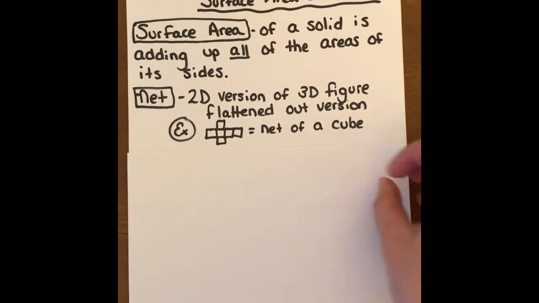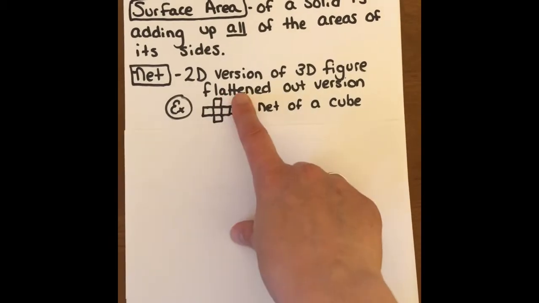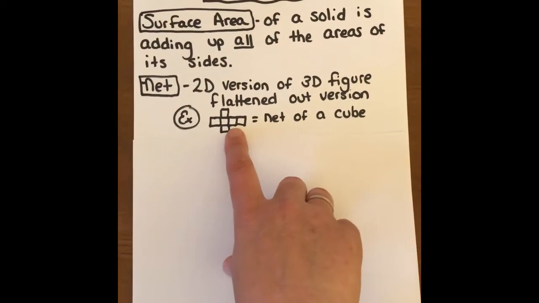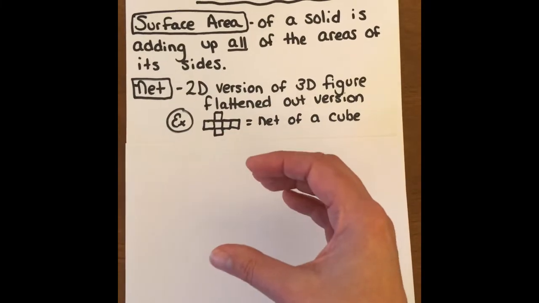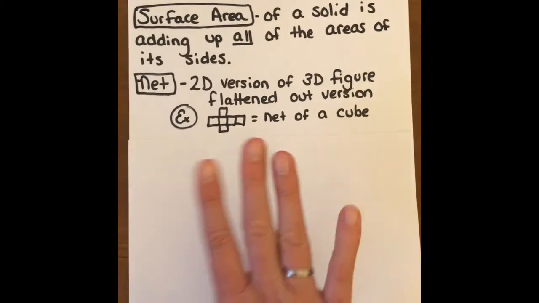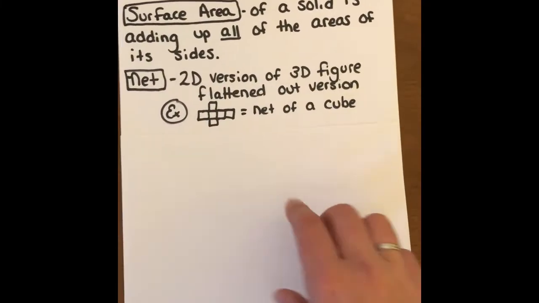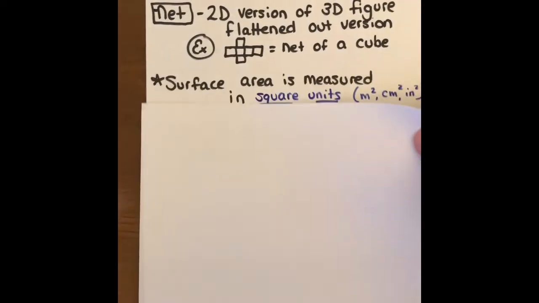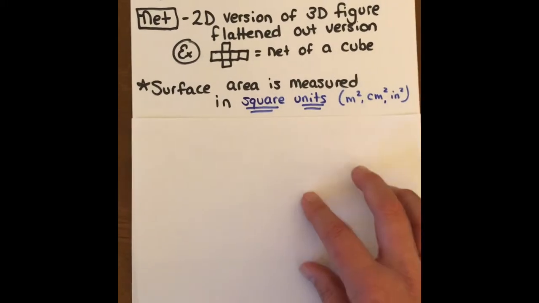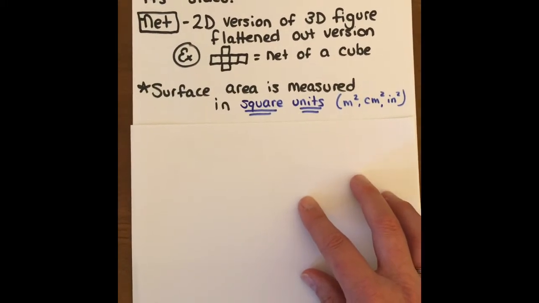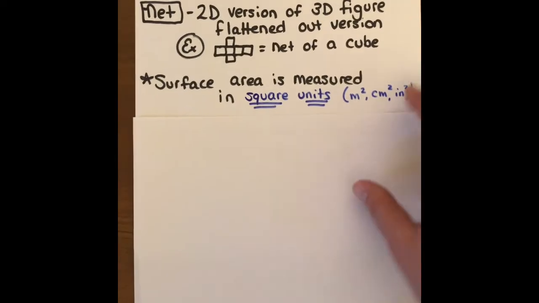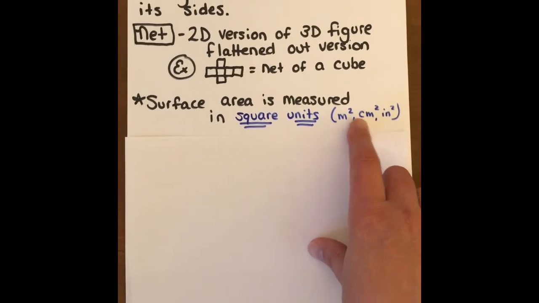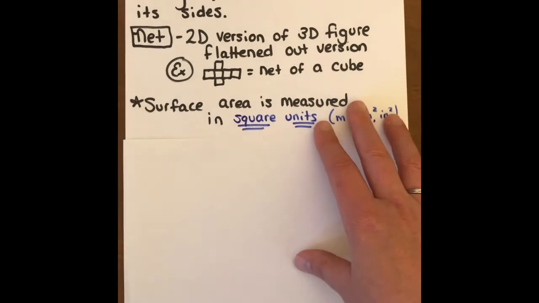So we've talked about this before. A net is a two-dimensional version of a 3D figure. It's a flattened out version. This would be a net of a cube. It's like you took the three-dimensional cube and you flattened it out and spread it out into all of its pieces. Surface area is measured in square units, just like regular area is. So all of your answers will have to be like meters squared, centimeters squared, inches squared. You'll need to include your unit.